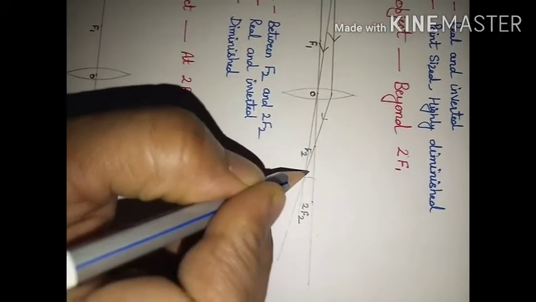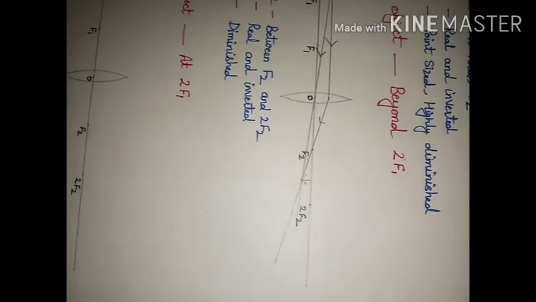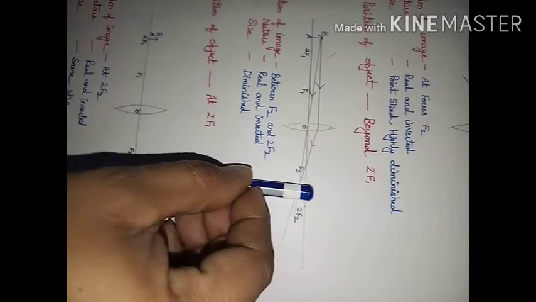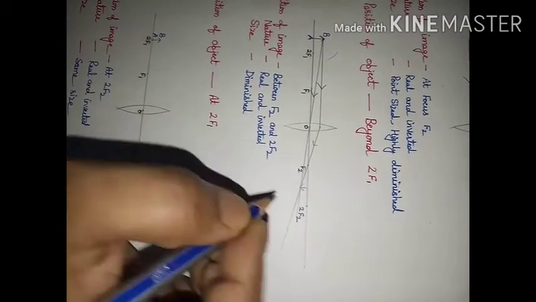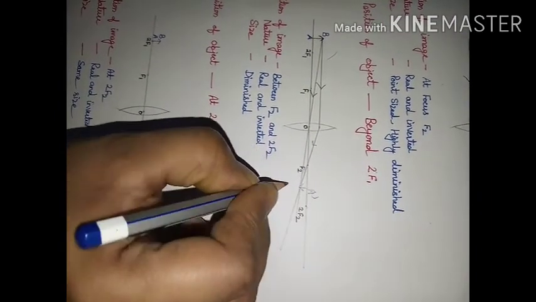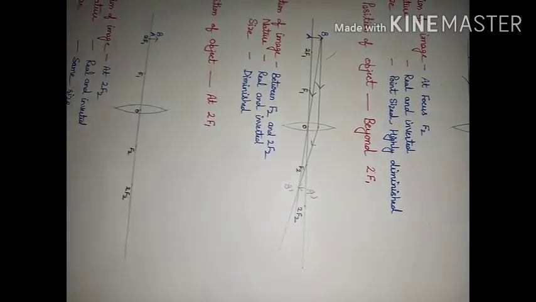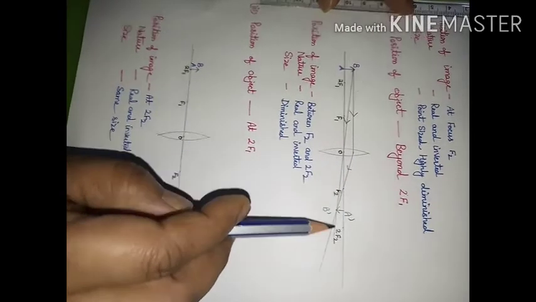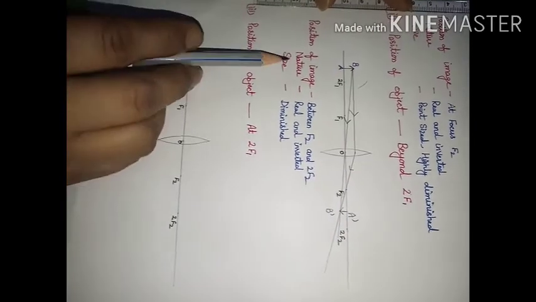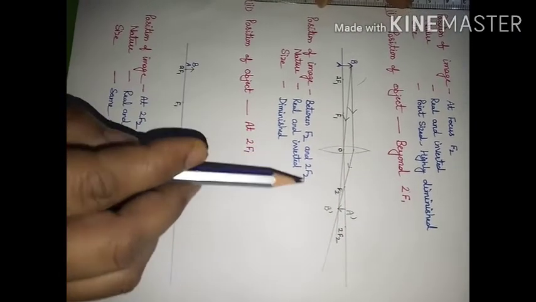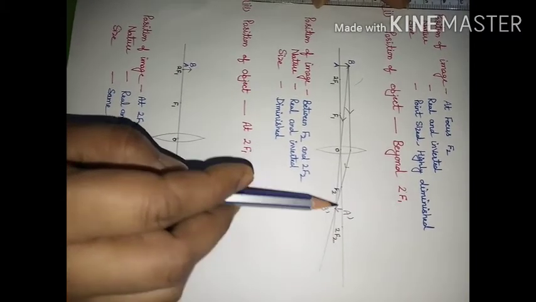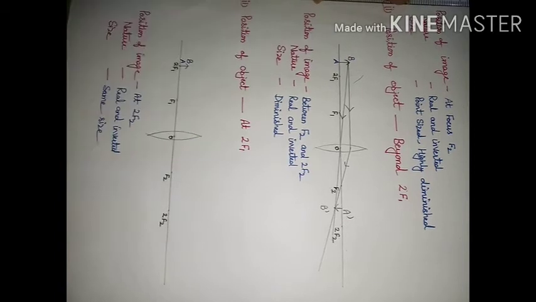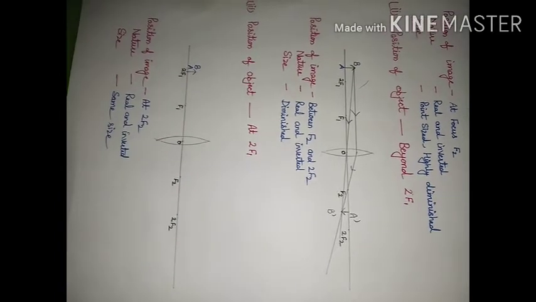Your image will be inverted. If you keep the pencil like this, the image you will get is in this way, an inverted image. So this is A dash, this is representing B dash. So the position of the image will be between F2 and 2F2. Nature will be real and inverted, and the size of this arrow is smaller than the size of the object AB that we have considered. So the size will be diminished.